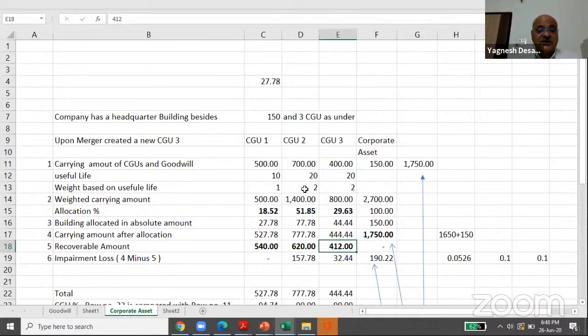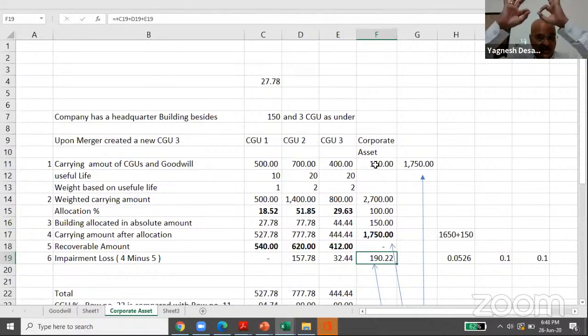All right. So 777 minus 620 is, this should be my impairment loss. Mind you well, now my impairment loss should be 190.22. Now see, I have to allocate this impairment loss. Goodwill was a different matter. Goodwill became zero. But this zero will not be here.